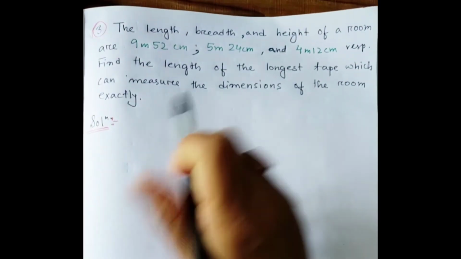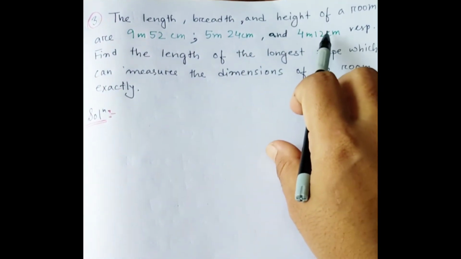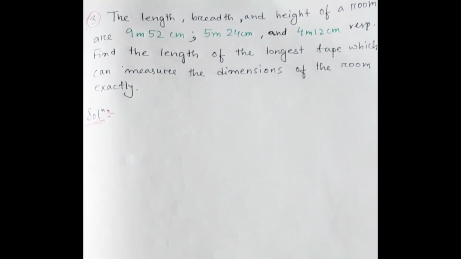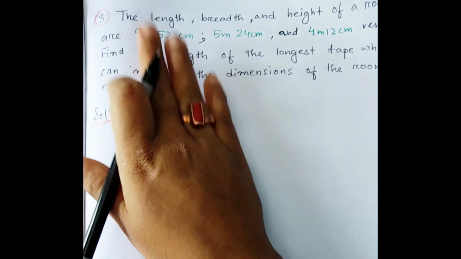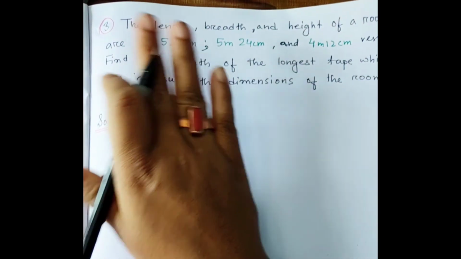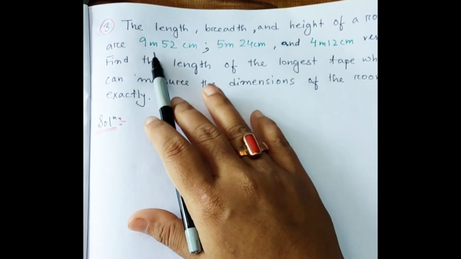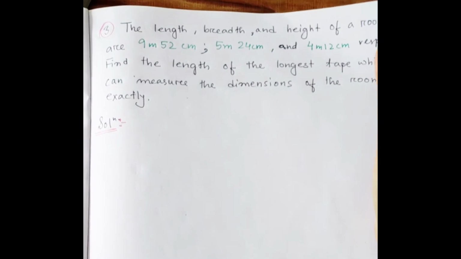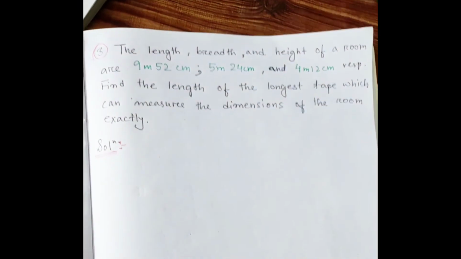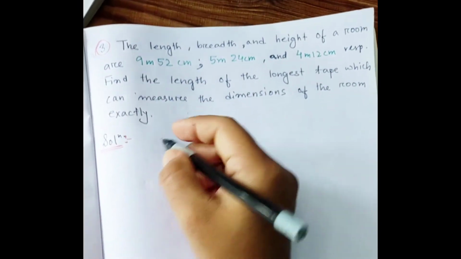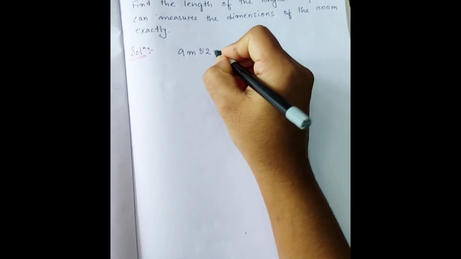Now here you can see the measurements are given in meter centimeter, meter centimeter, meter centimeter. So what we will do is convert it to centimeter, because if you convert to meter you will get a decimal number and that you will learn later on. So first of all we will convert this 9 meter 52 centimeter to centimeter. After that we will do the HCF, then we will find the longest step. So here, 9 meter 52 centimeter.